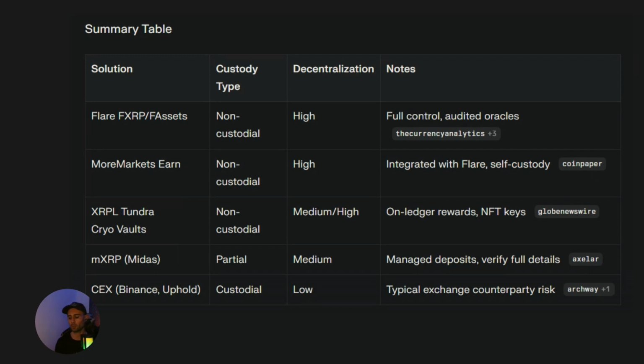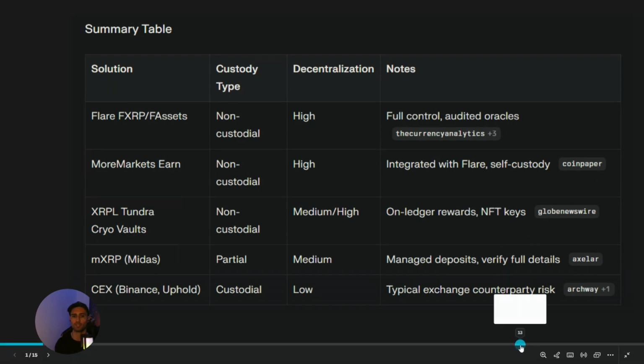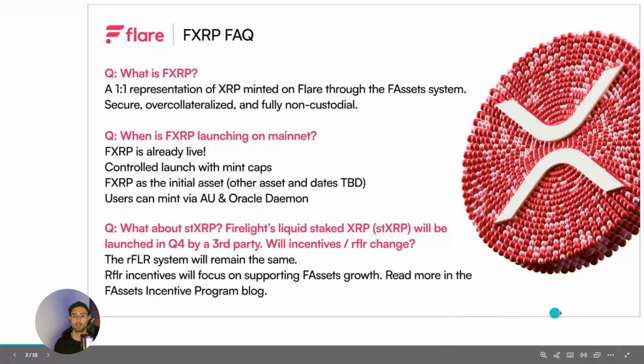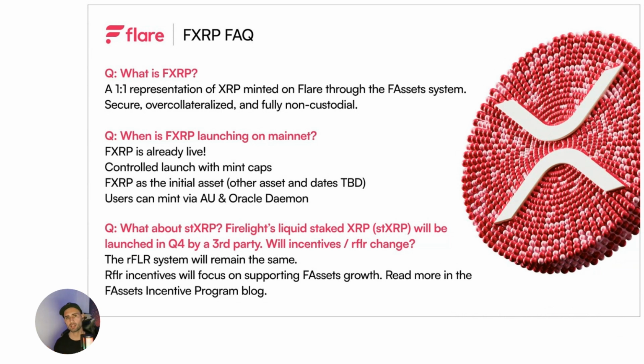And I think that we want to finally explore some of the most frequently asked questions about FXRP. So this is actually available on the website from Flare Networks. Of course, people are still asking what is FXRP. Like I mentioned, this is a one-to-one representation of XRP minted on Flare via the F-asset system, and some of the features that I like is that it's secure and is over-collateralized and is fully non-custodial. I think that those are key features here that people need to take into account.